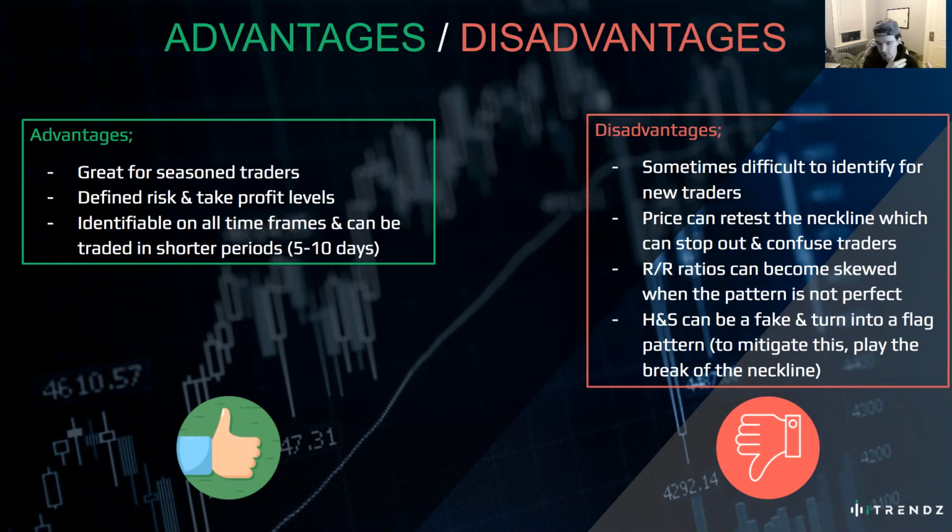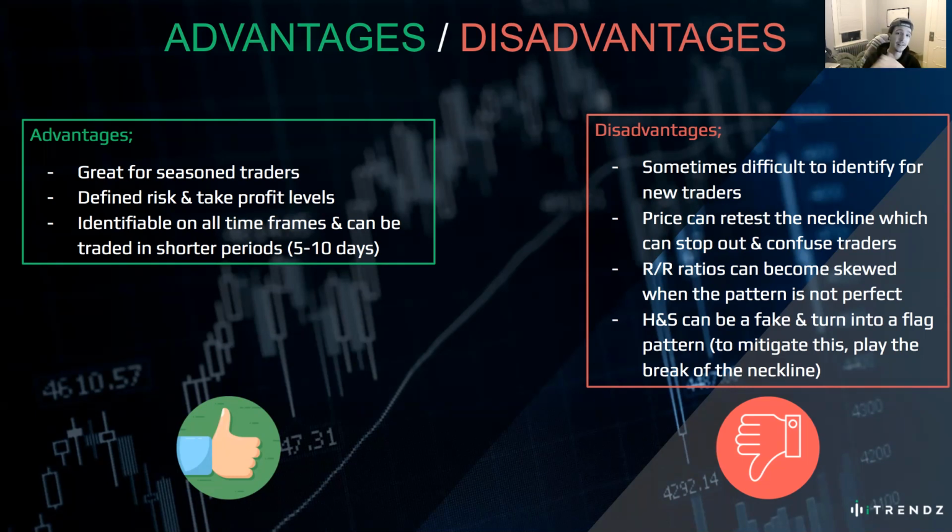Again, head and shoulders is pretty easy to see, so it's very good. It can also be a little more difficult to trade in general because it is more of an advanced pattern. Anyway, price can retest that neckline. A lot of the time it is going to retest that neckline, which can stop traders out or confuse newer, non-seasoned traders, which makes it a little more difficult for a newer trader. Risk to reward ratios can become skewed when the pattern isn't completely perfect.